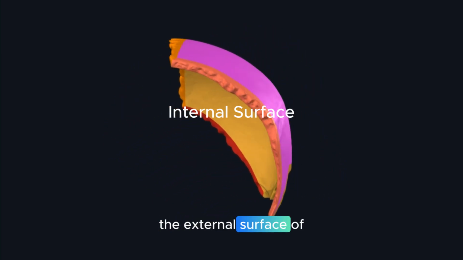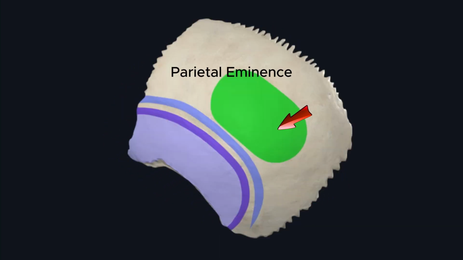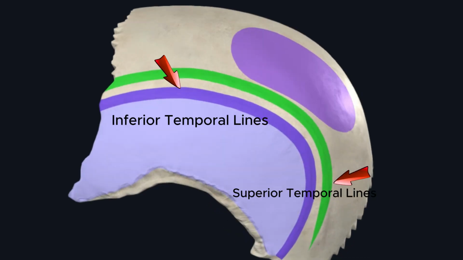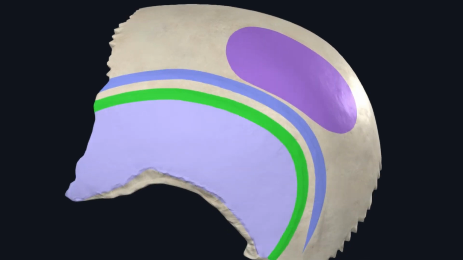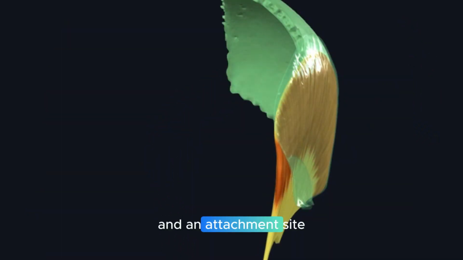The external surface of parietal bone consists of the parietal eminence, superior and inferior temporal lines, and the posterosuperior portion of the temporal fossa. It provides an origin site for the temporalis muscle and an attachment site for the temporal fascia.